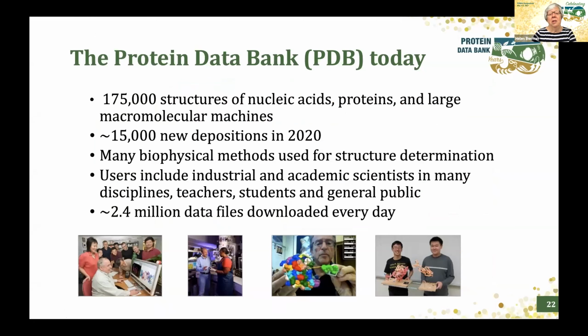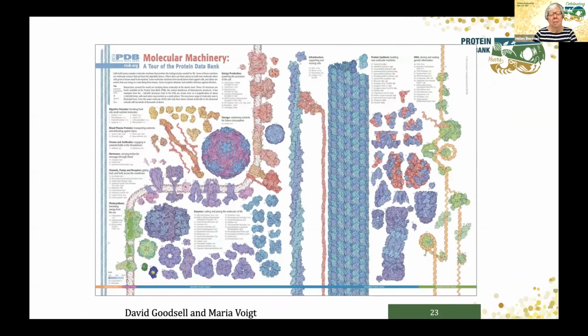Today, there are more than 175,000 structures in the PDB, and 15,000 new depositions in 2020. So if you think about it, we started with a few, 7. And as Celia pointed out, 2.4 million data files are downloaded every day. Here's a picture of the structures in the PDB organized by function, which was drawn by David Goodsell and Maria Voigt, and it is a very impressive way of showing you the diversity in the PDB.